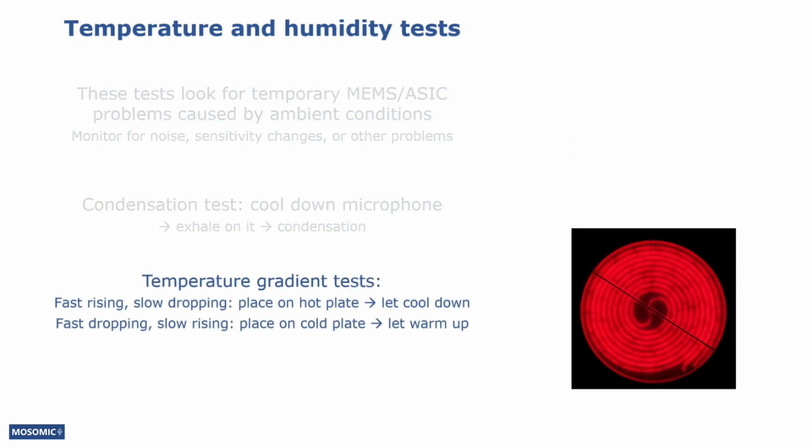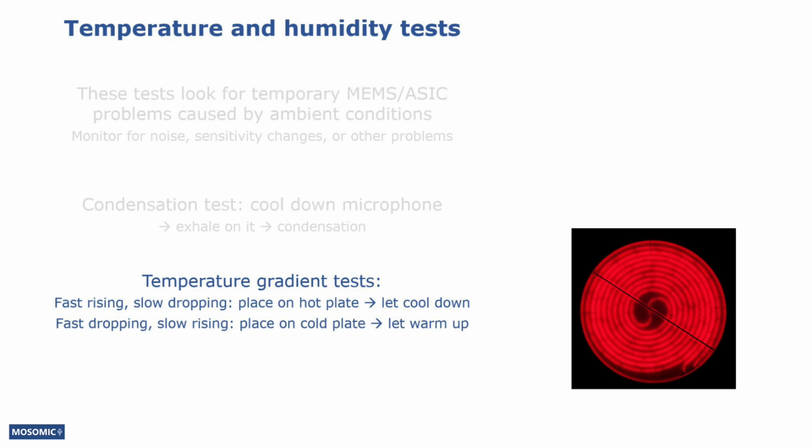In a temperature gradient test, microphones are subjected to a temperature gradient which should not affect the performance of the microphones. The fast rising and slow dropping temperature gradient tests can be done by first placing the microphone on a hot metal plate for 10 seconds and then taking the microphone off the plate and letting it cool down slowly. The microphone output is monitored constantly while the temperature of the microphone changes. The temperature of the hot plate can be, for example, 80 degrees C.